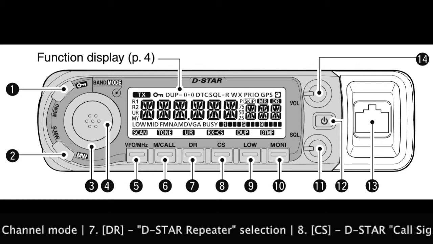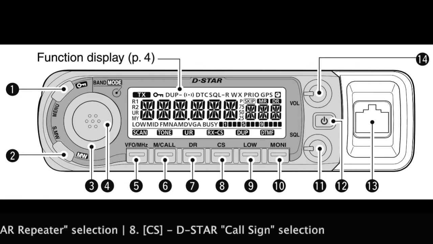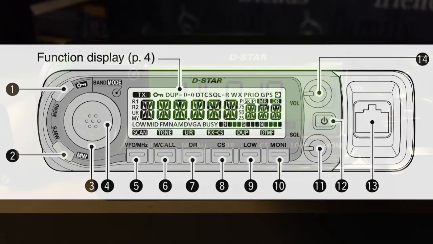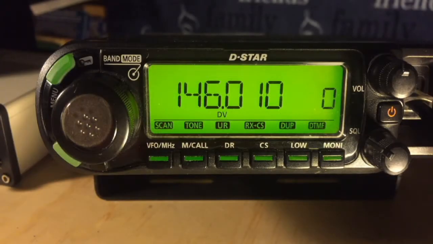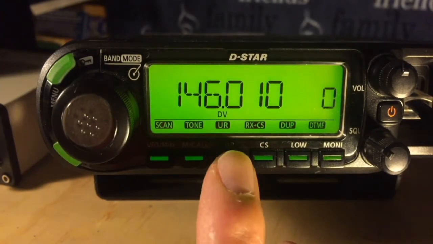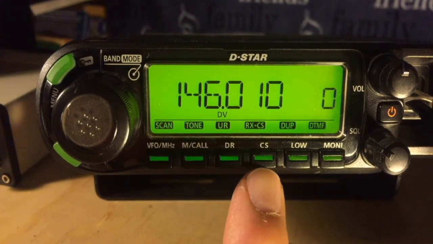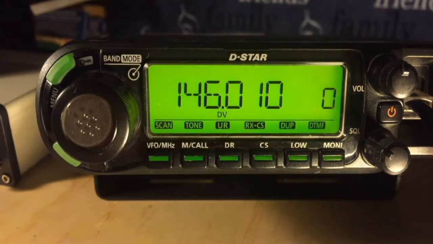The next two front panel controls, number 7 and 8, should be considered together because they both connect to digital voice mode and the D-Star system. DR, the D-Star repeater selector, and CS, the D-Star call sign selection. These two front panel buttons control the D-Star and digital voice modes. Following an all reset, the DR and the CS control buttons have only limited functionality.